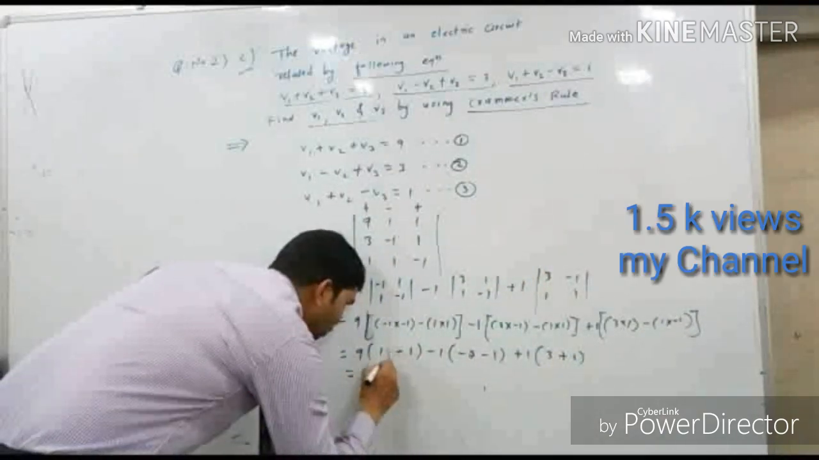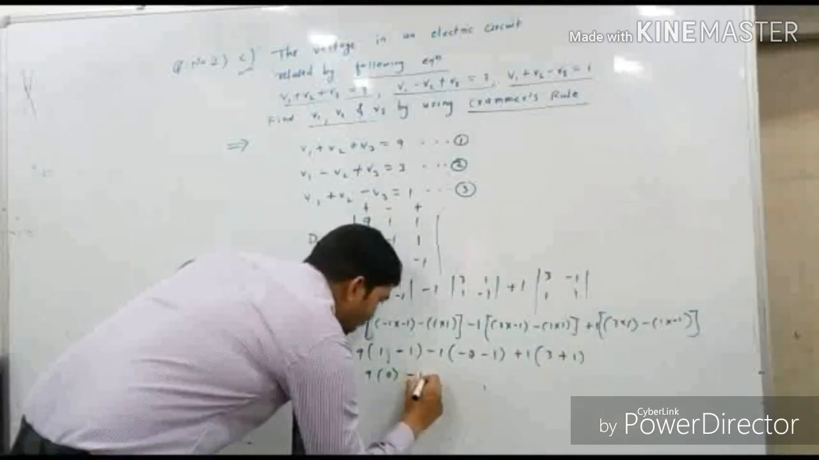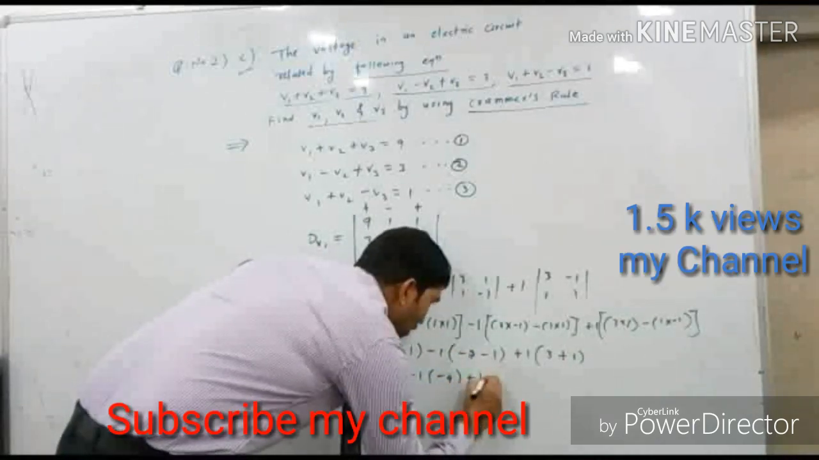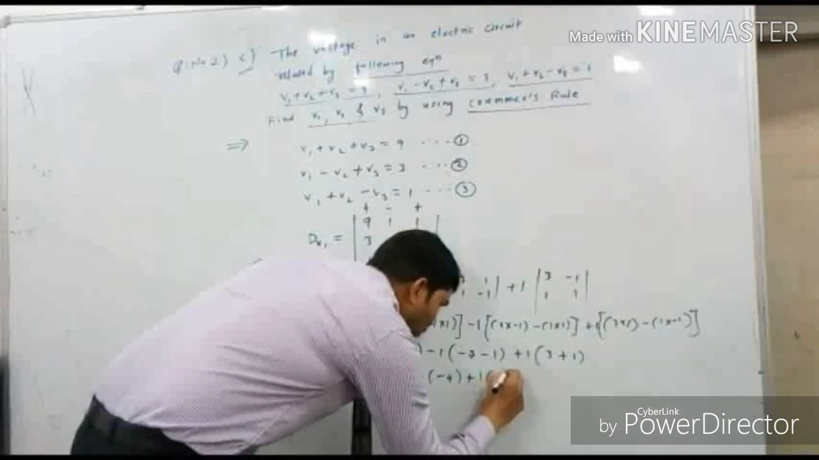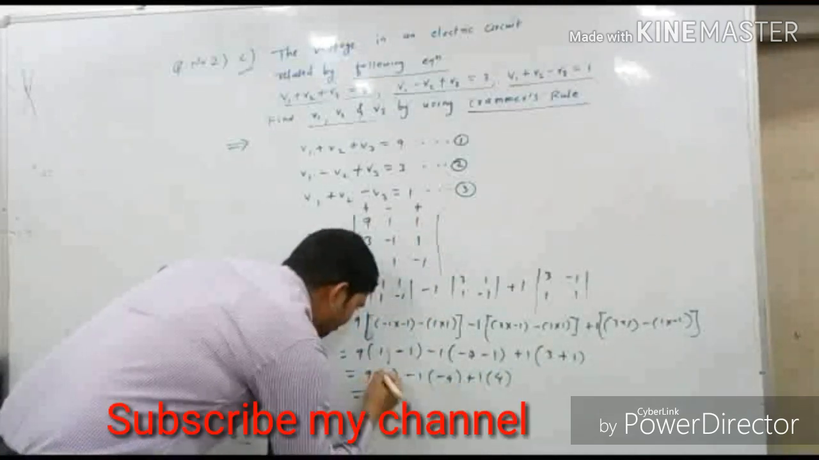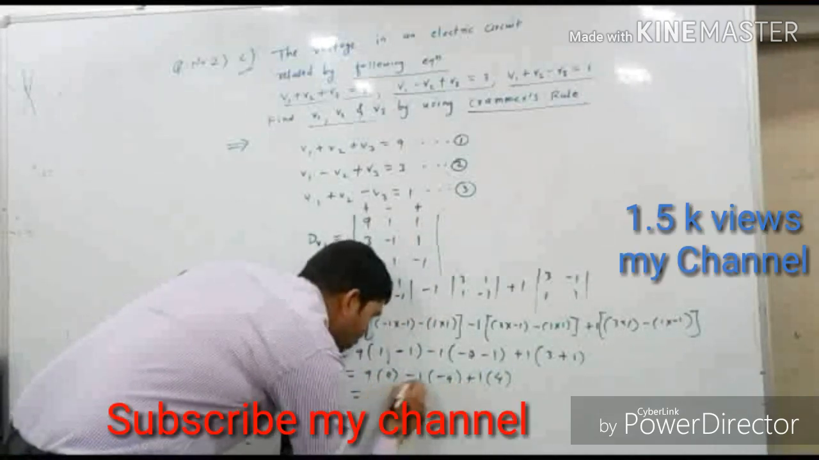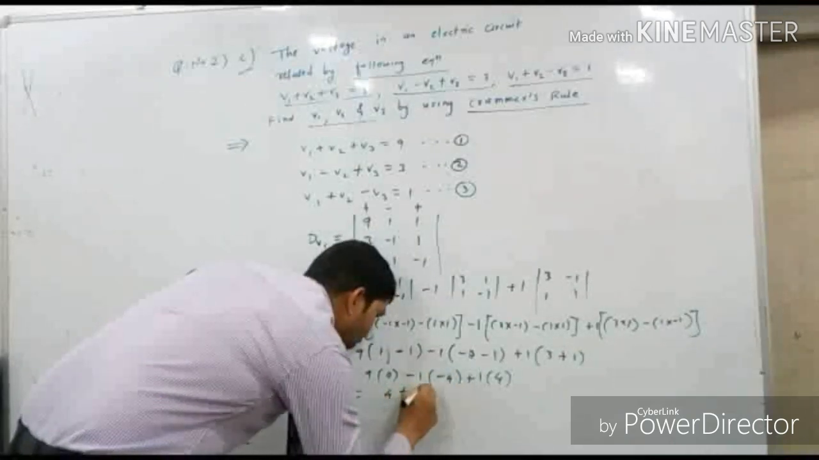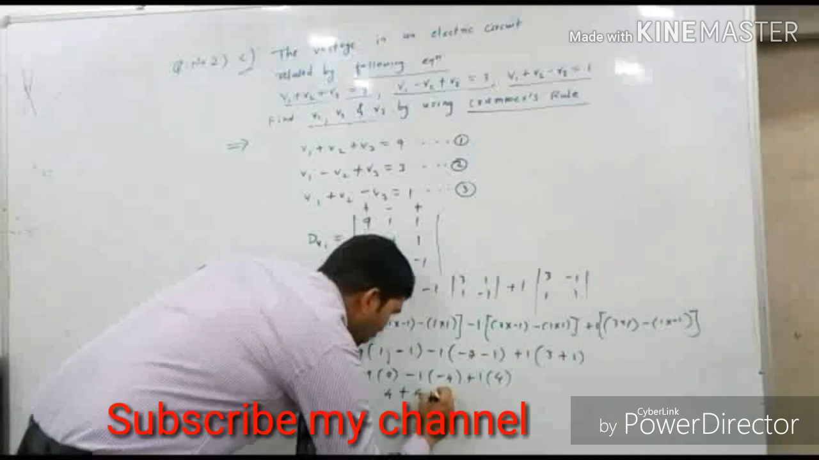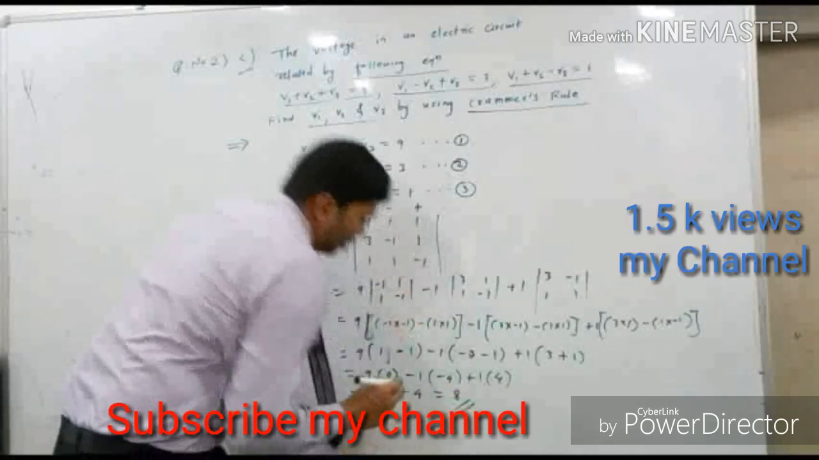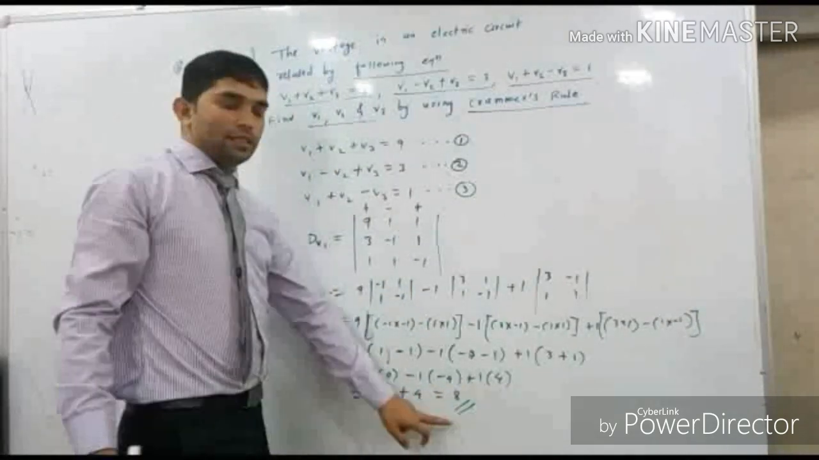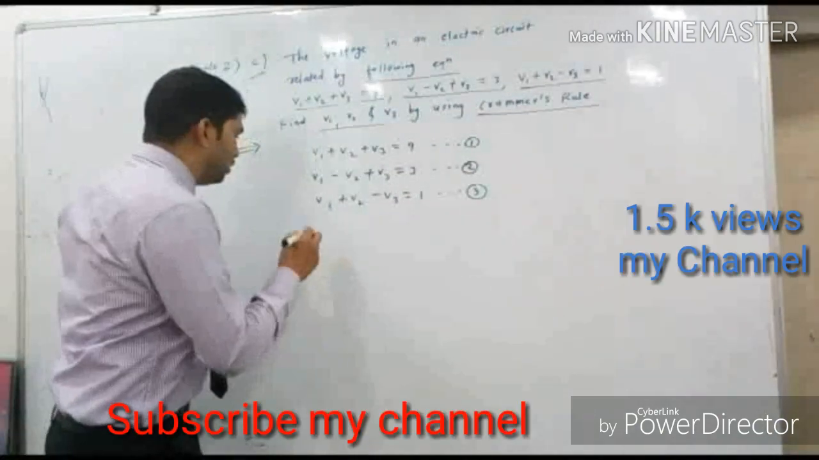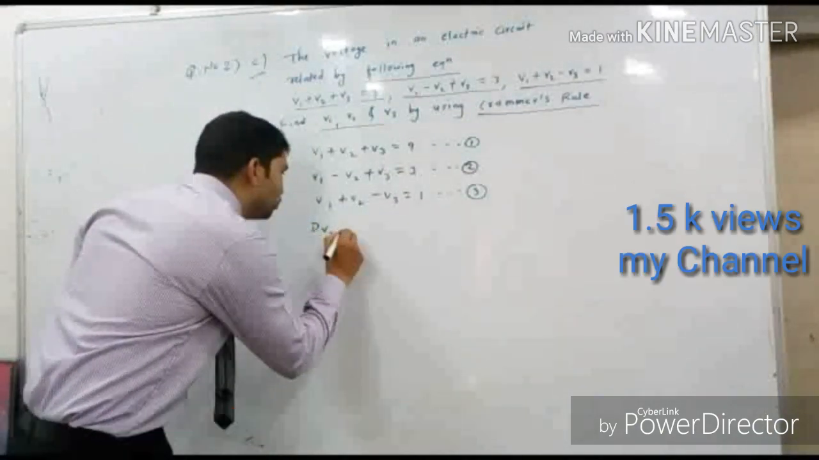So 9 as it is, 1 minus 1, 0, minus 1 as it is, minus 3 minus 1, minus 4, plus 1 as it is, 3 plus 1, 4. So here 9 into 0, 0, minus 1 into minus 4, that is 4, and plus 1 into 4, 4, 4 plus 4, 8. So dV1 is 8. Now after solving dV1, we have to find dV2.